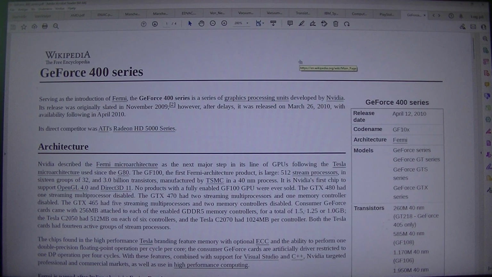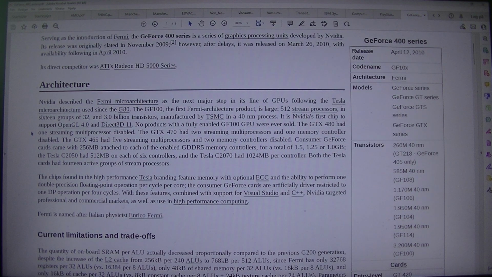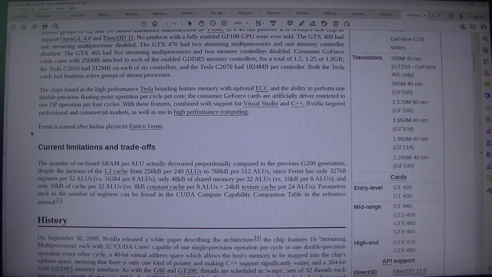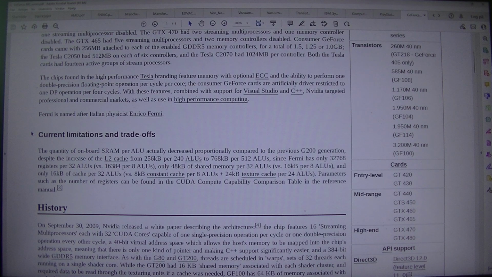GeForce 400 series. GeForce 400 series released on April 12, 2010. Codename GF100 architecture for models GeForce series, GeForce GT series, GeForce GTS series, GeForce GTX series. Transistors: 260M 40nm, GT218, GeForce 405 only; 585M 40nm, GF108.